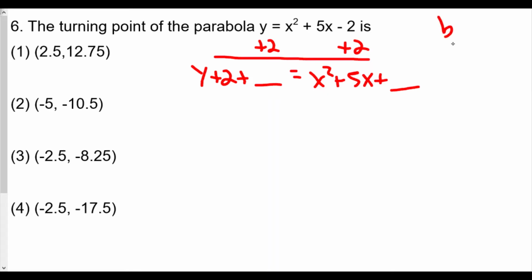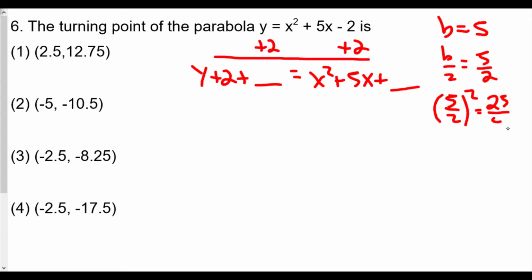So b is equal to 5. b over 2 is equal to 5 over 2. And now you're saying to yourself, okay, this looks a little weird. Can we do 2.5? Totally okay. I like leaving stuff in fractions, right? So here we take that 5 over 2 and we square it. We get 25 over 4. Now, in decimal form, this is the same thing as 6.125.